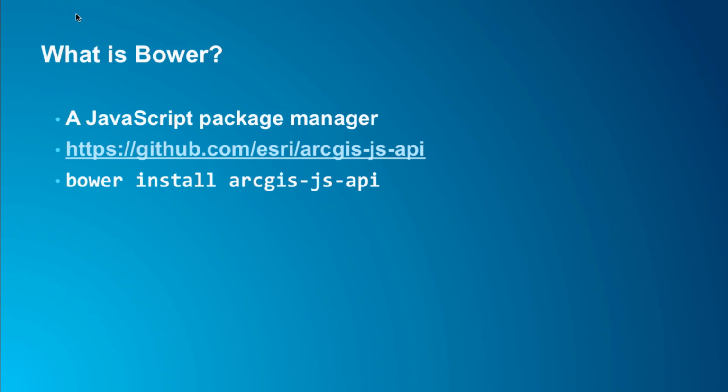You can find the repo on GitHub. You install it by just running bower install ArcGIS API. You can use the hashtag 4.3.0 to get the 4x version, and 3.20.0 will get you 3.20. We have everything, I think, from 4.0 up, and I believe it's 3.16 up on Bower. So you can always go back to a previous version if you want to.